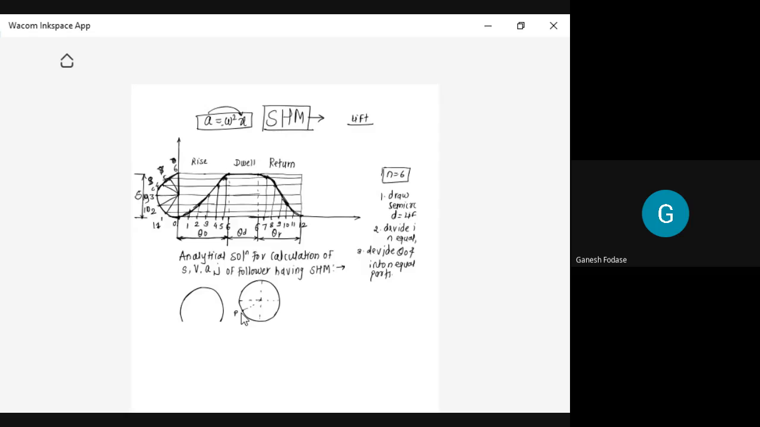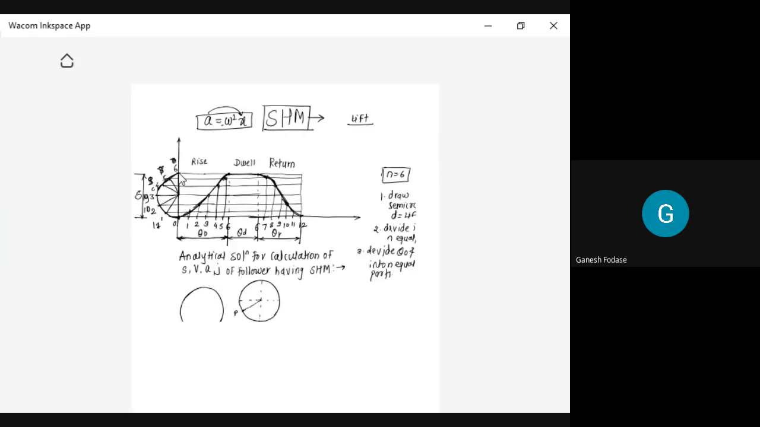So at this instant the point P is here. If I project it here, then the displacement of this point is given by its projection on the y-axis. So I consider point P moving on the circle with constant angular velocity omega. And we know that when the cam rotates, the follower is moving up and down. We consider it as SHM. So it is just similar to this circle.